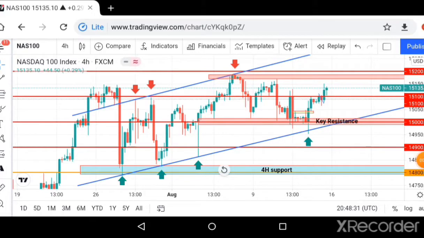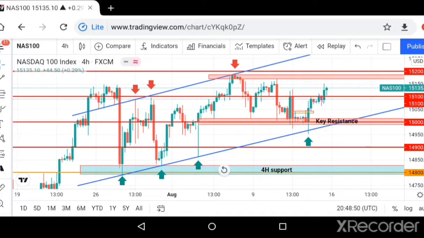Hi guys. Okay, so today's date is the 15th of August, which is a Sunday. Then tomorrow is a trading day, which is Monday. So I'm doing a trading idea on the Nasdaq 100, also known as NAS100.